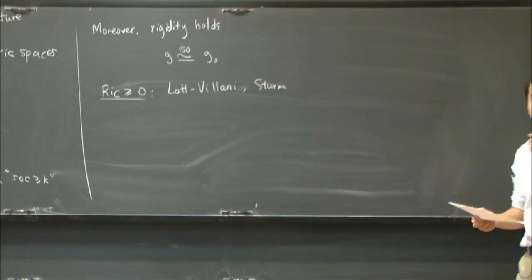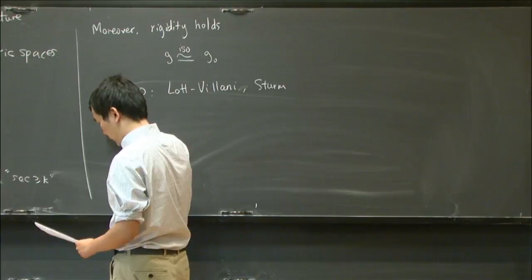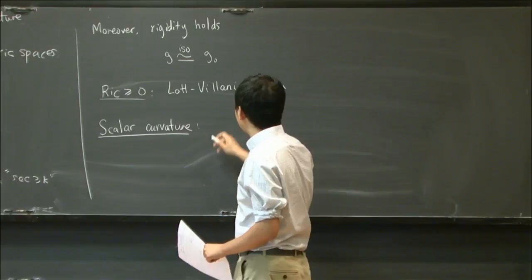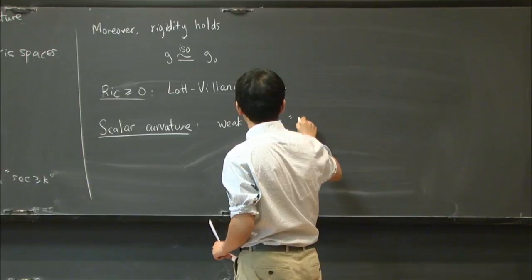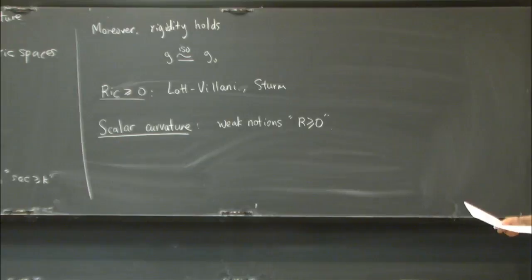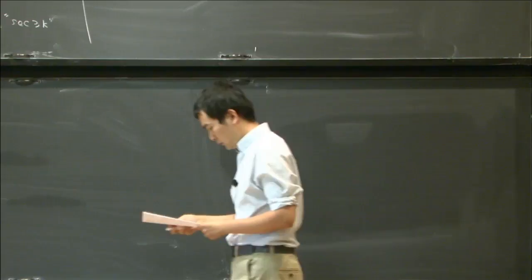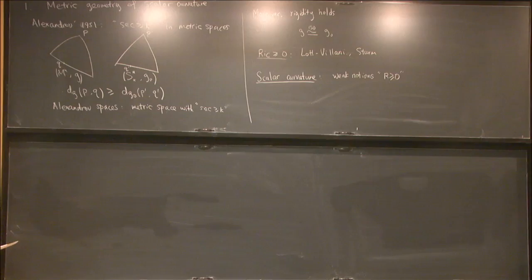All right. So then the question we at least partially answer today is for scalar curvature. Can we define weak notions of scalar curvature on spaces or metrics with pretty low regularity assumptions? Okay, so this is the question we want to settle. For instance, we want this weak notion to be actually equivalent to scalar curvature non-negative, say at least for C2 metrics.